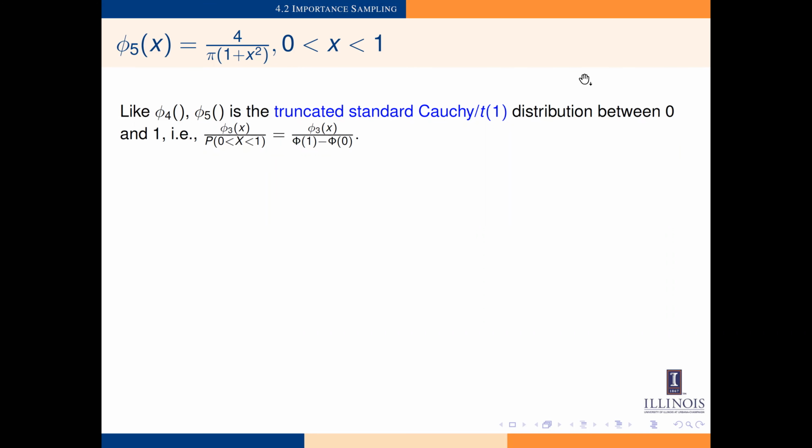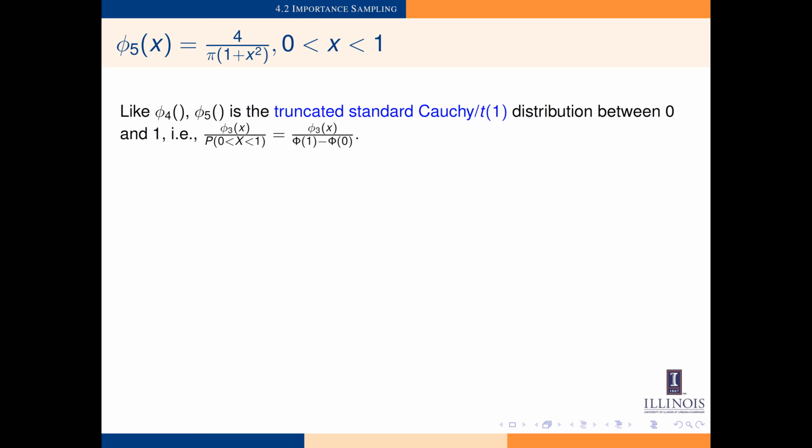All right, so we have one last density to look at. That's our phi 5. Phi 5 of x is given by 4 divided by pi times 1 plus x squared, where x can take values between 0 and 1. So just like phi 4, the phi 5 defined this way is actually also a truncated distribution. You can see it looks quite similar to our phi 3. So this is actually the truncated Cauchy, standard Cauchy distribution, or the truncated t distribution with degrees of freedom 1, where the truncation is between 0 and 1.